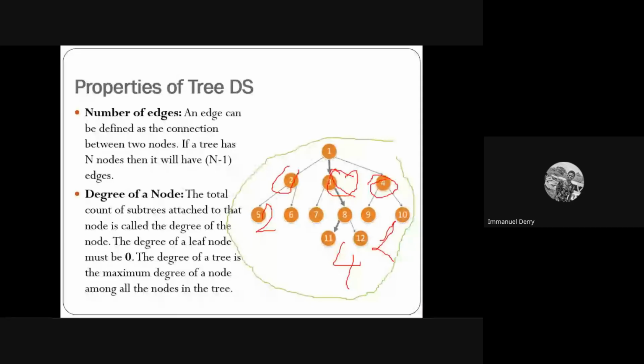So this is what we have over here. So this particular description over here: the degree of a tree is the maximum degree of node among all the nodes in the tree.